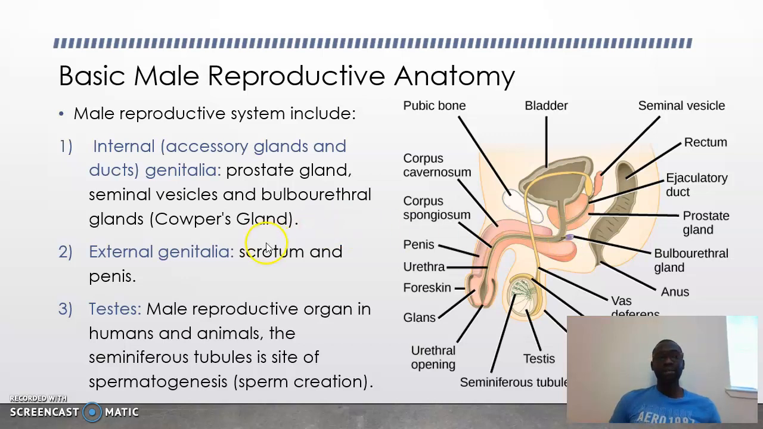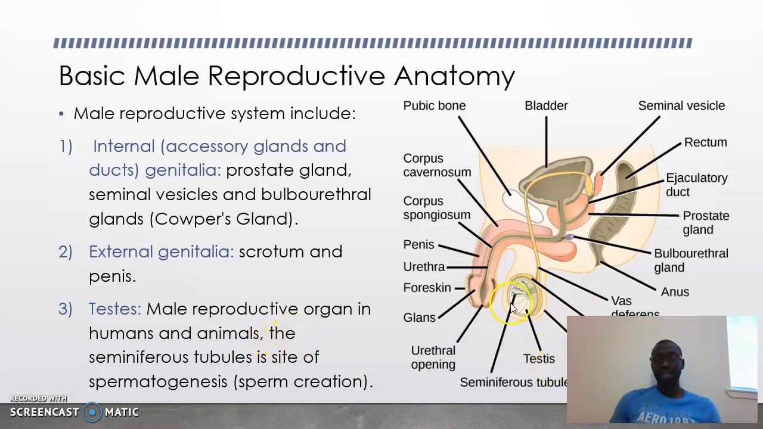The second part of the male reproductive system is the external genitalia, which basically includes the scrotum and the penis. The penis is the physical structure, all of it, and the scrotum is this bag that covers the testes. The third part is the testis, which is the gonad, the main reproductive structure in male humans and animals.